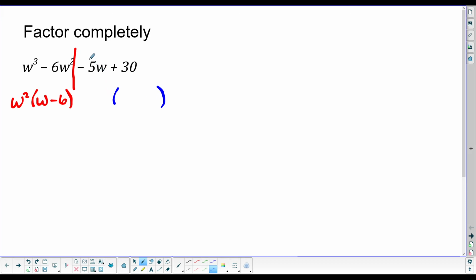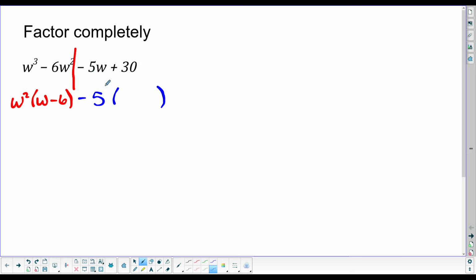So I'm going to factor out a negative 5. Negative 5 goes into this, and negative 5 also goes into positive 30. If I multiply negative 5 times negative 6, I get positive 30. So I'm going to factor this negative 5 out of here. This doesn't have a W, so I can't factor it out. And this has a negative 5, so I want to factor this negative 5 out of here.